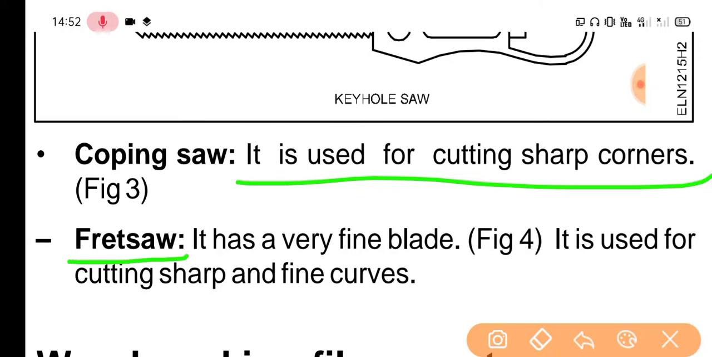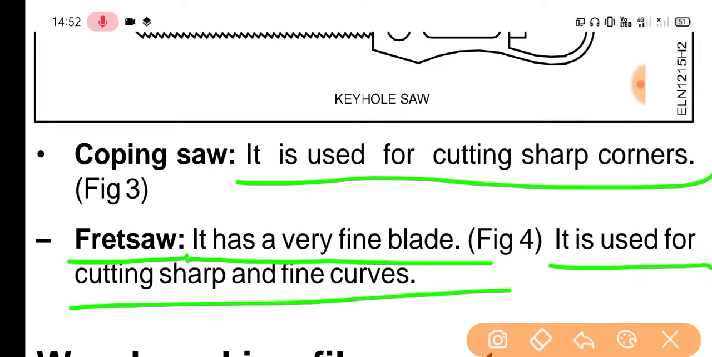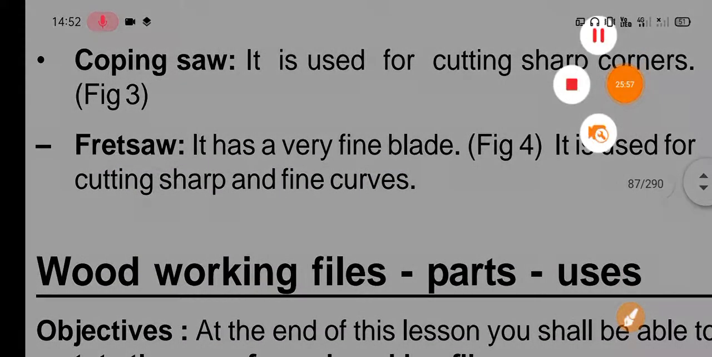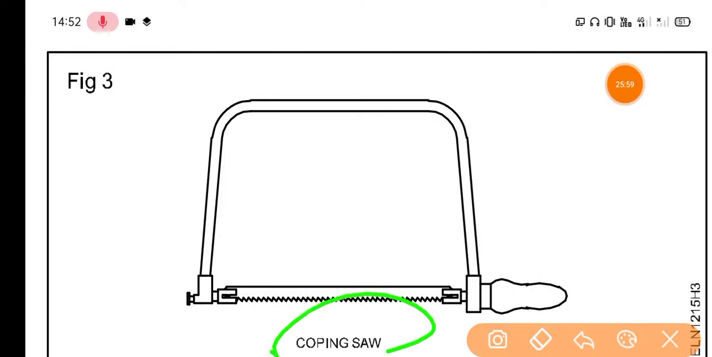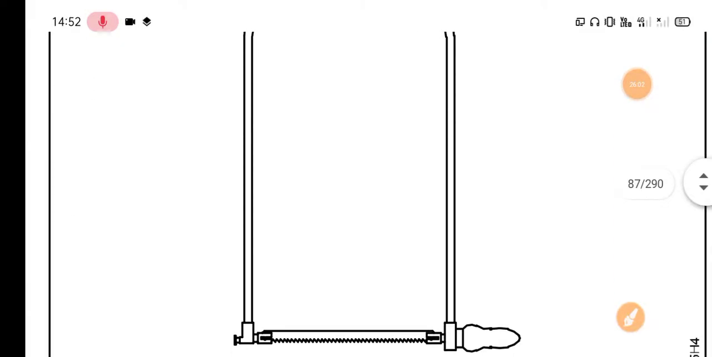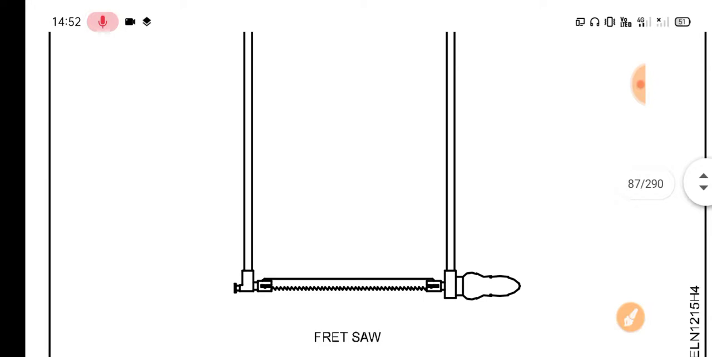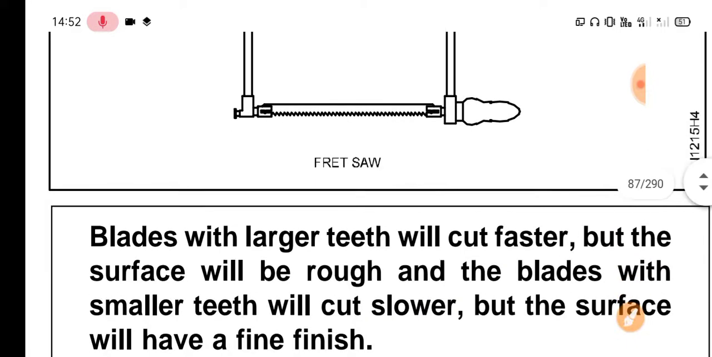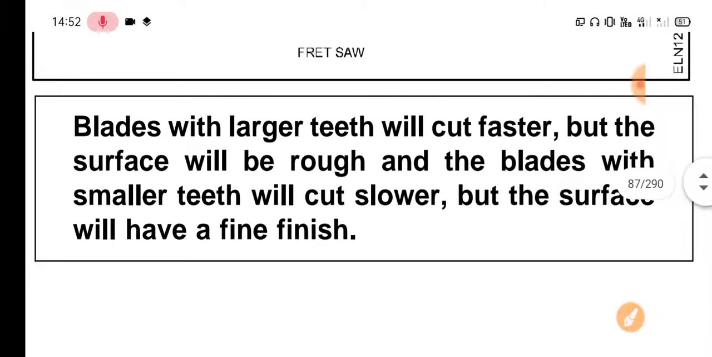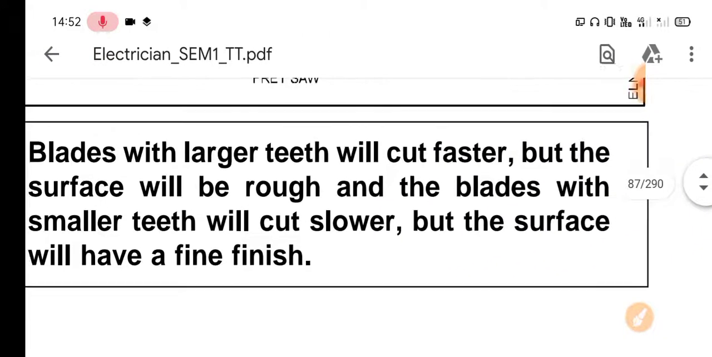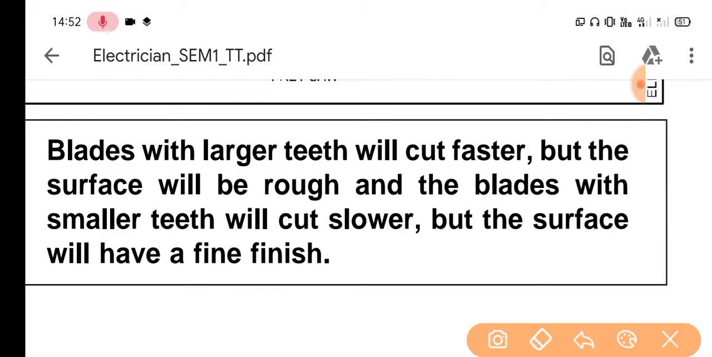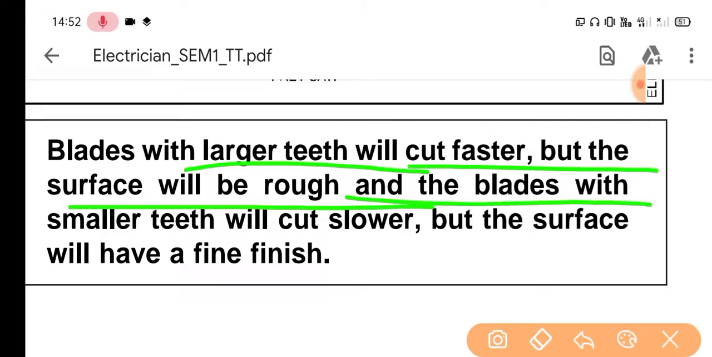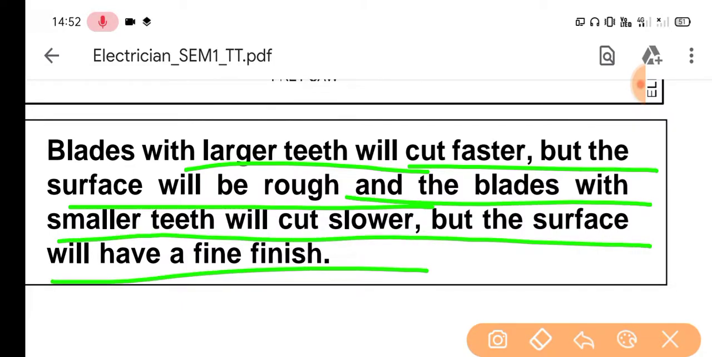Fret saw: it has a very fine blade and is used for cutting sharp and fine curves. This is the coping saw, and this is the given picture 4. This is a fret saw. Blades with larger teeth will cut faster, but the surface will be rough, and blades with smaller teeth will cut slower, but the surface will have a fine finish.